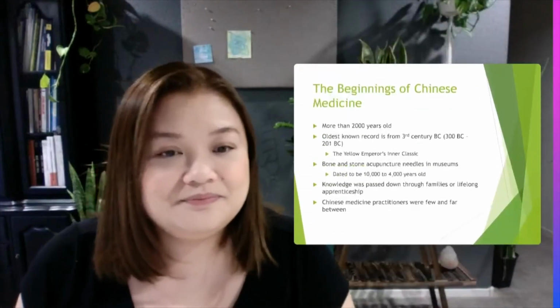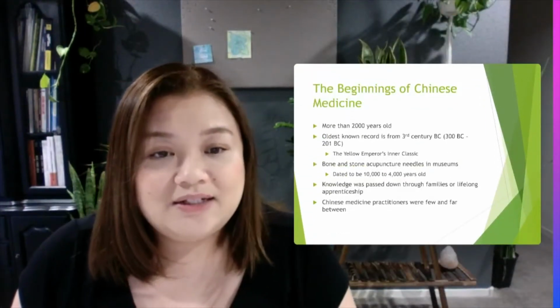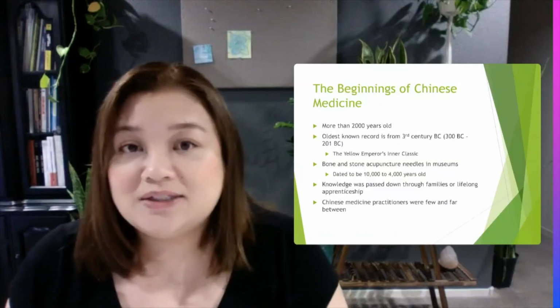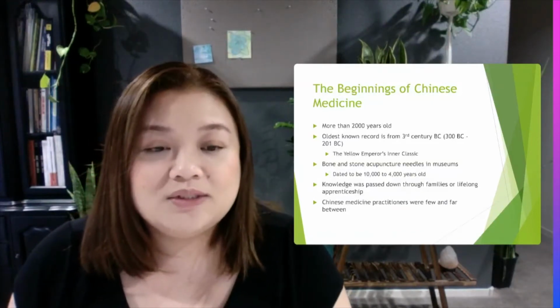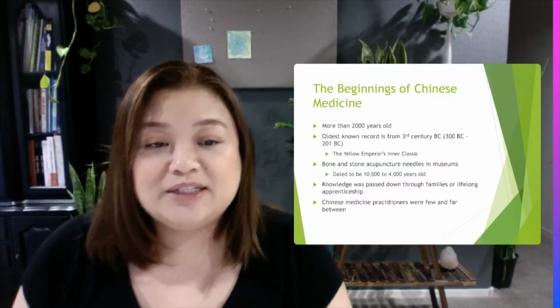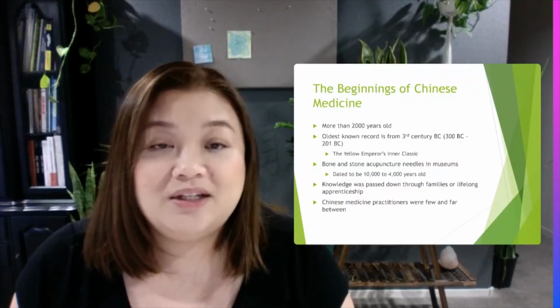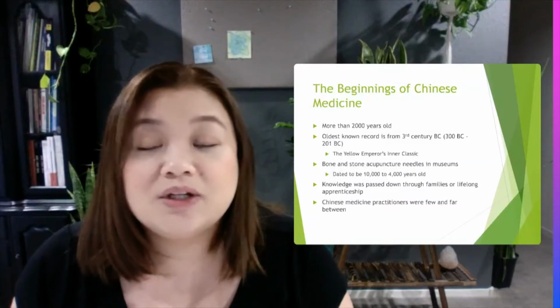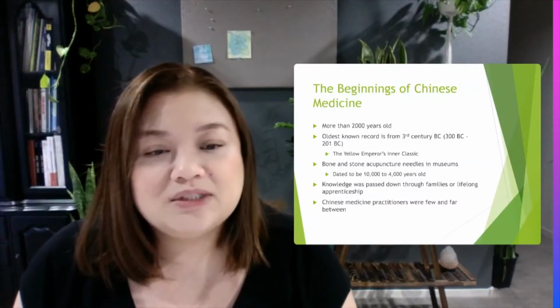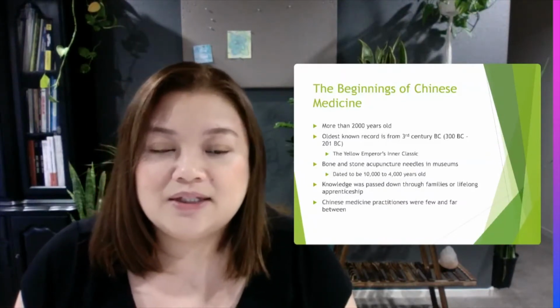So, looking into the history of Chinese medicine. Obviously, Chinese medicine is very vast. It's several thousand years old, but we'll just do a quick overview. As I said, Chinese medicine is over 2,000 years old. In fact, the oldest known record that we have of a Chinese medicine book is from the 3rd century BC, which is 300 to 201 BC. And this book is called The Yellow Emperor's Inner Classic.